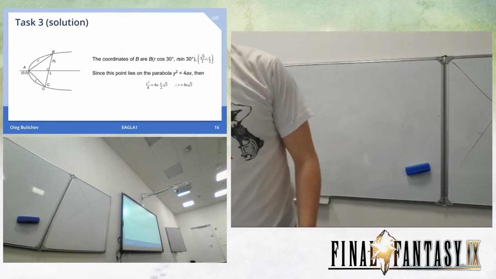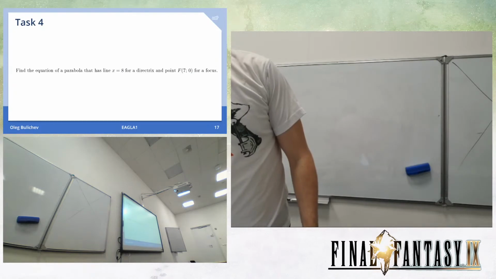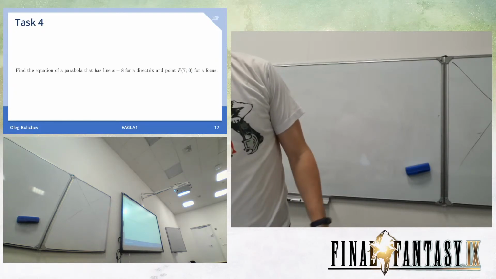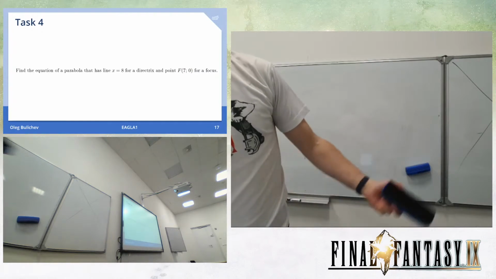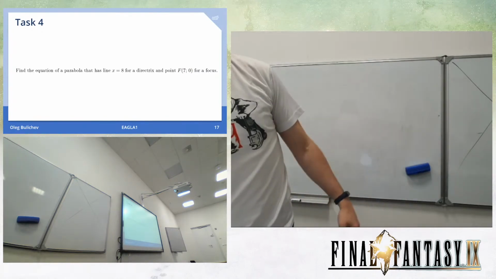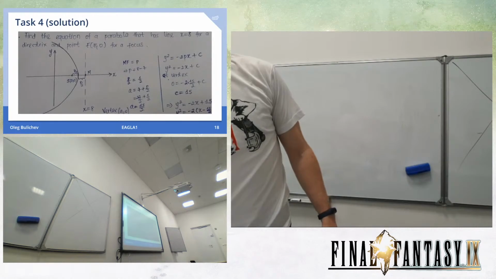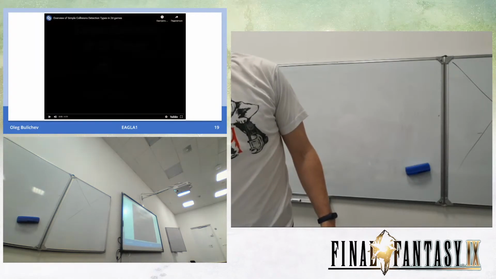Ну там четвертая задачка неинтересная, потому что это то же самое, грубо говоря, наоборот. Вначале мы искали директрису, теперь мы делали наоборот. То есть мы хотим найти уравнение параболы, имея директрису и точку фокуса. Тут вот ответ. Ну а теперь давайте пофлексим.